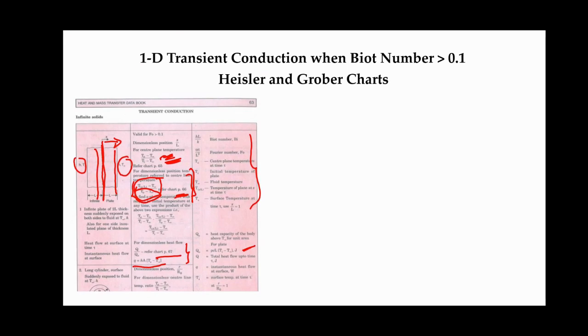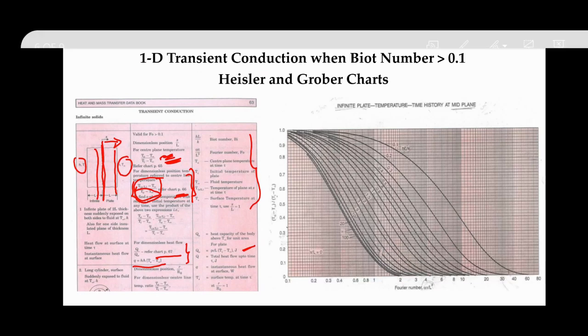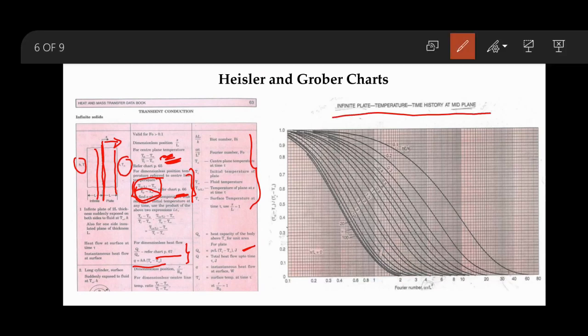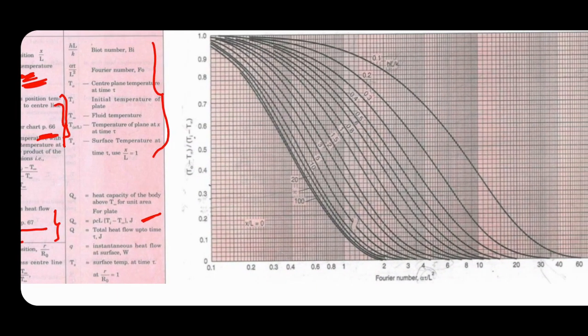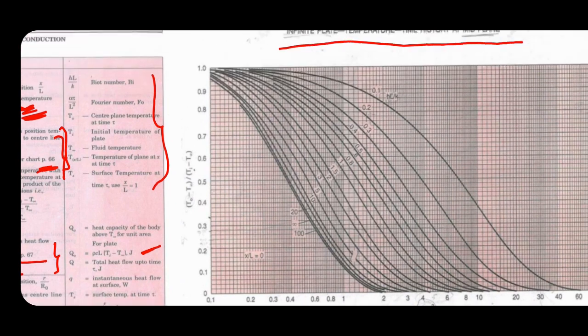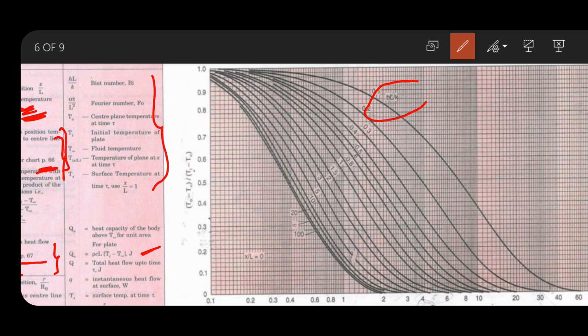First let us look at the chart for the center plane. Here you have the chart for the infinite plate. The name of the chart is infinite plate temperature time history at mid plane. If you observe the x-axis, we have the Fourier number, and the x-axis is semi-log. We have different curves for different values of Biot number, here h into L by k. This is the new definition of Biot number, where L is half of the thickness for the plane wall and the radius for the cylinder as well as the sphere.